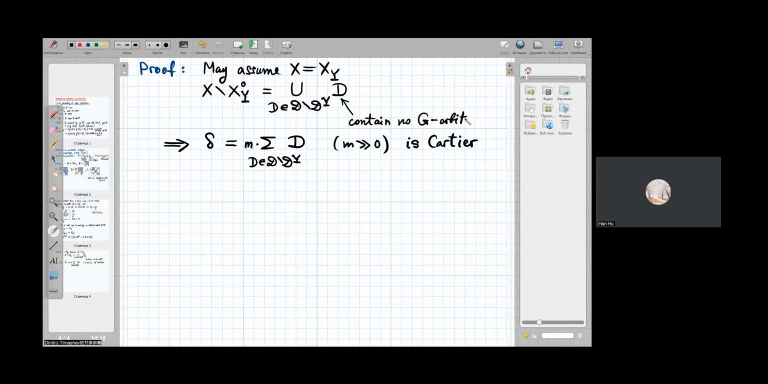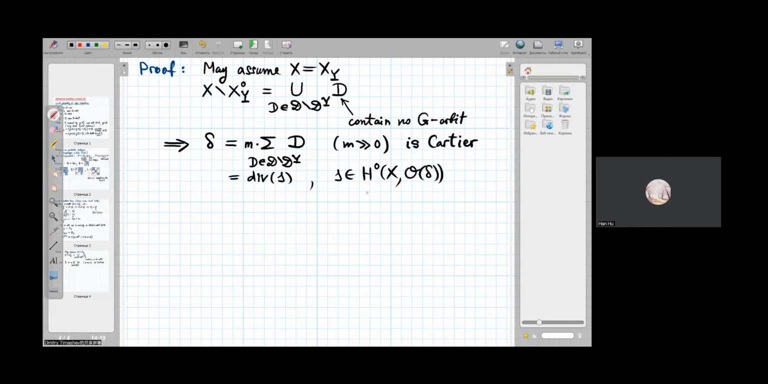Okay, so now this divisor is Cartier. And since it is Cartier, we may consider the respective line bundle on X. And this delta is the divisor of a canonical section of this line bundle. So this delta is the divisor of some S, where S is a section of the line bundle associated with this divisor.